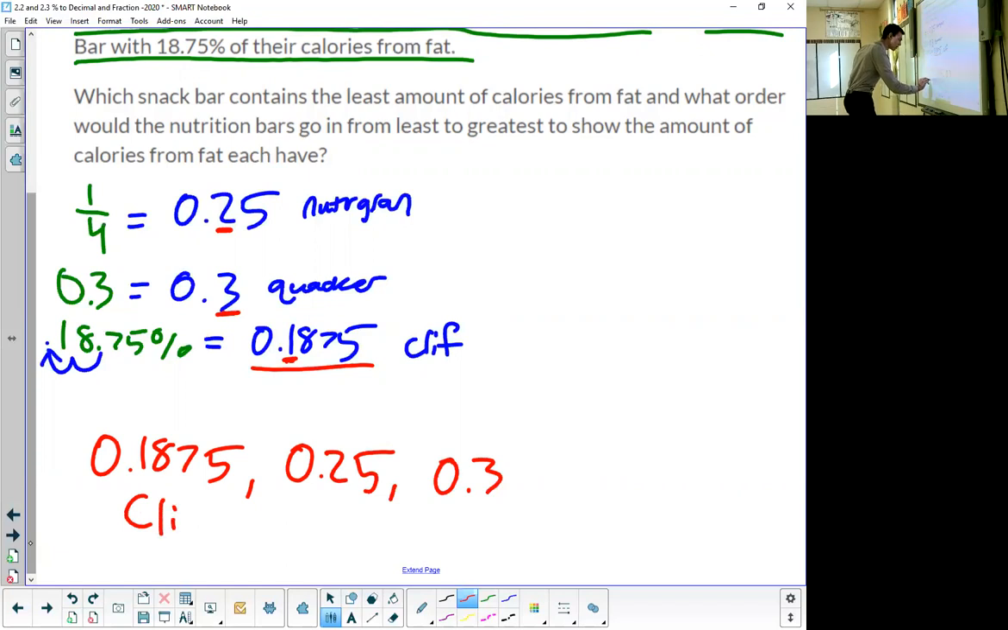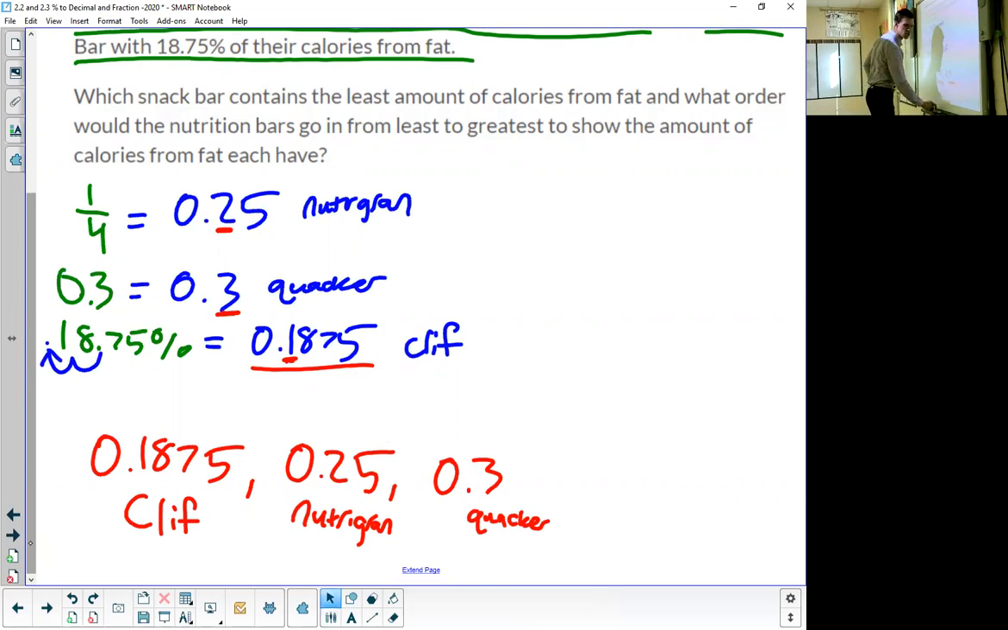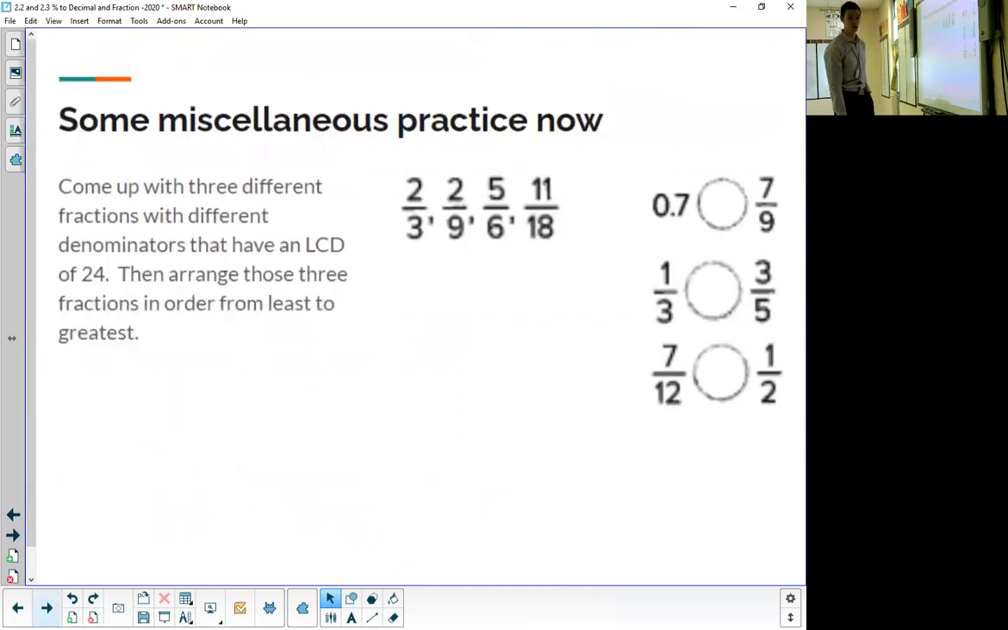We know that Cliff Bar, by the way, this was the chocolate Cliff Bar for anyone who's playing at home and is grocery shopping. We know that this is the Nutri-Grain bar. This was like a raspberry fruit thing. I don't know, it was the first thing that I Googled. And this was the Quaker Oats. By the way, this one is like the chocolate covered Quaker Oats bar, so it's not just the granola bar, it's like a chocolate one. But we can see that once we convert it into a decimal, it's much easier to compare which one of them has the least amount of calories from fats. And you can do that with all of your nutrition and such.